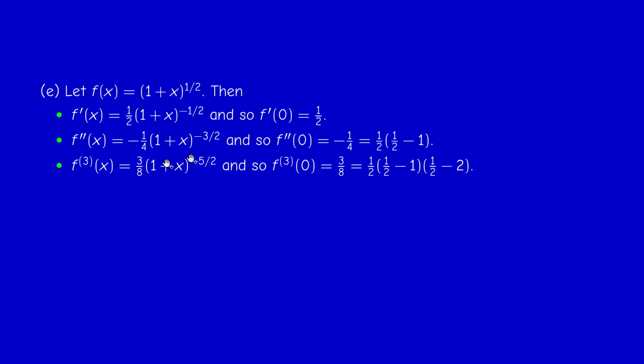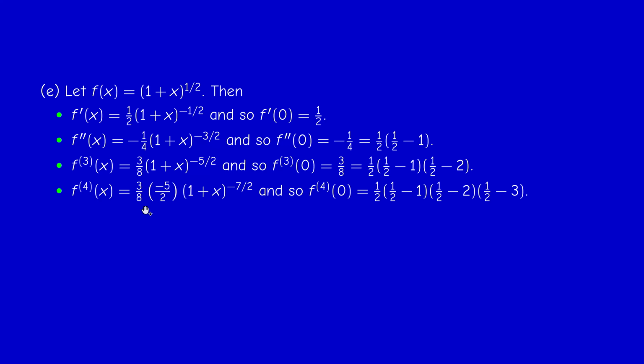A third time we multiply the previous number by 3/2 actually. Okay, but 3/2 can be written as 1/2 minus 2. So we see the pattern here. If I differentiate another time, I get 3 over 8, the previous one multiplied by minus 5 over 2, and I can write minus 5 over 2 as 1/2 minus 3. So this is the pattern: 1/2 minus 0, 1/2 minus 1, 1/2 minus 2, 1/2 minus 3. Right? And I should divide by 4 factorial now.